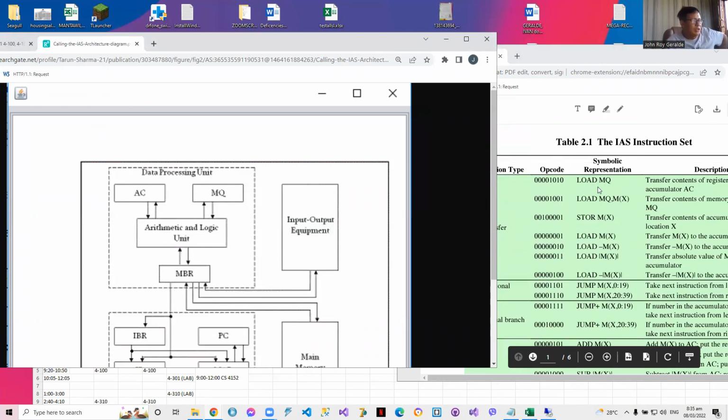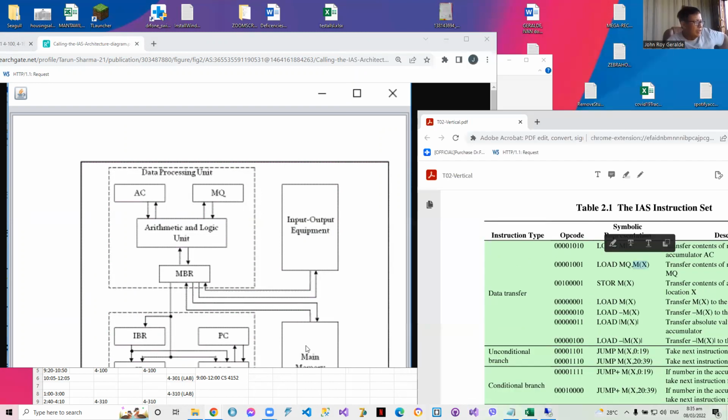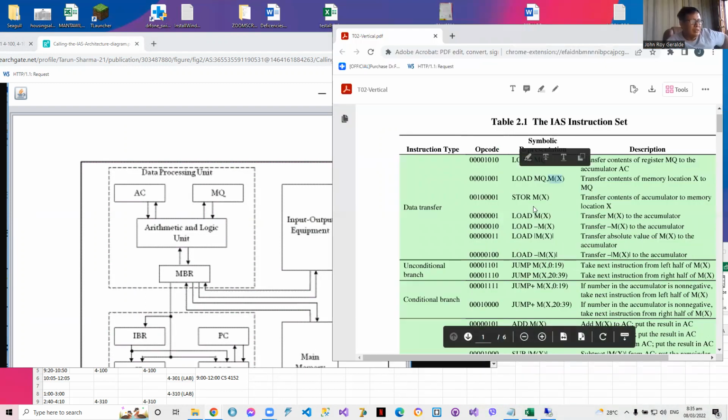So this is it. When you say load MQ, whatever is in MQ is transferred to the accumulator. Okay? When you say load MQ, MX, whatever is in memory, X is the address. Okay? Whatever is in memory address X is transferred to the MQ. Do you follow? Okay. Strange, no? Because most of the instructions are single operand. Actually, it's only single operand, just MX. Okay? Instructions are single operand.